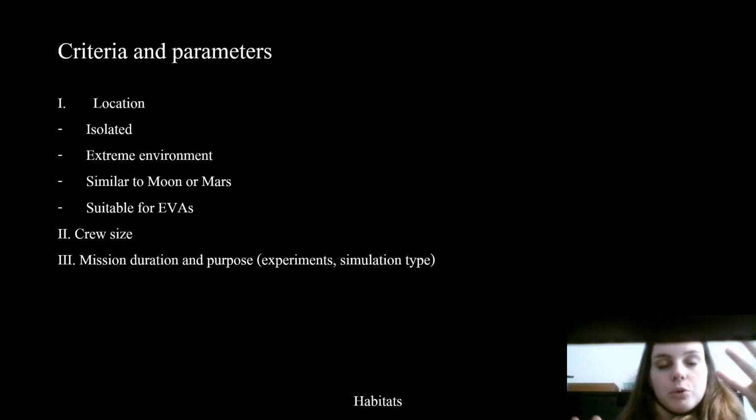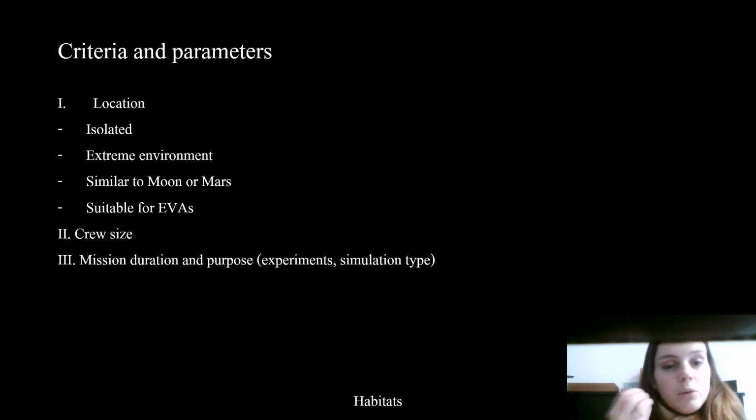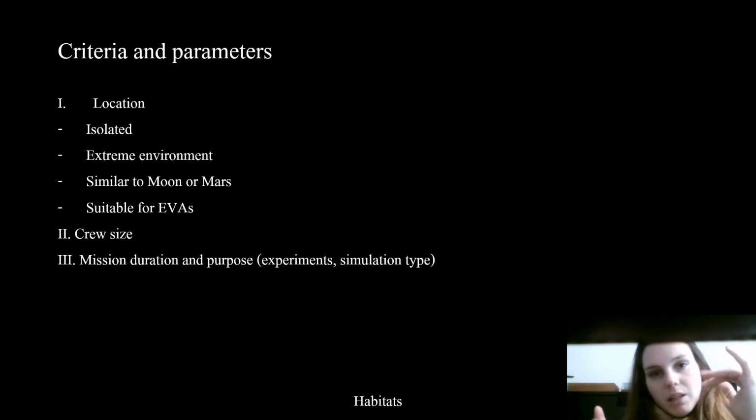Why is that important? It's important from an astronaut standpoint. For example, are you going to simulate being in a harsh environment? But also from a material standpoint. Is your habitat going to undergo some extreme stresses? Because that's going to change the criteria for building it.